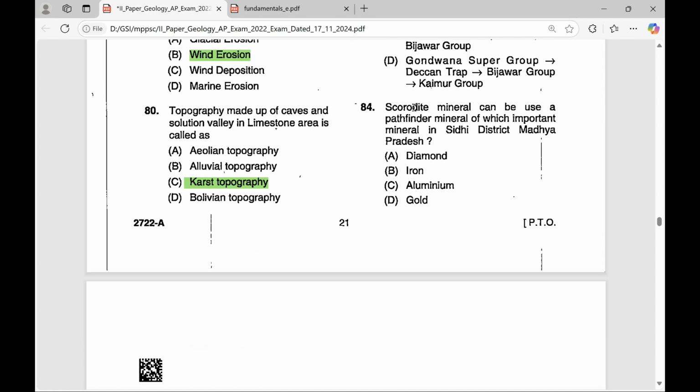Next, scleroderite mineral can be used as a pathfinder mineral of which important mineral in Sidhi district, Madhya Pradesh? Options are diamond, iron, aluminium, and gold. The correct answer is gold.